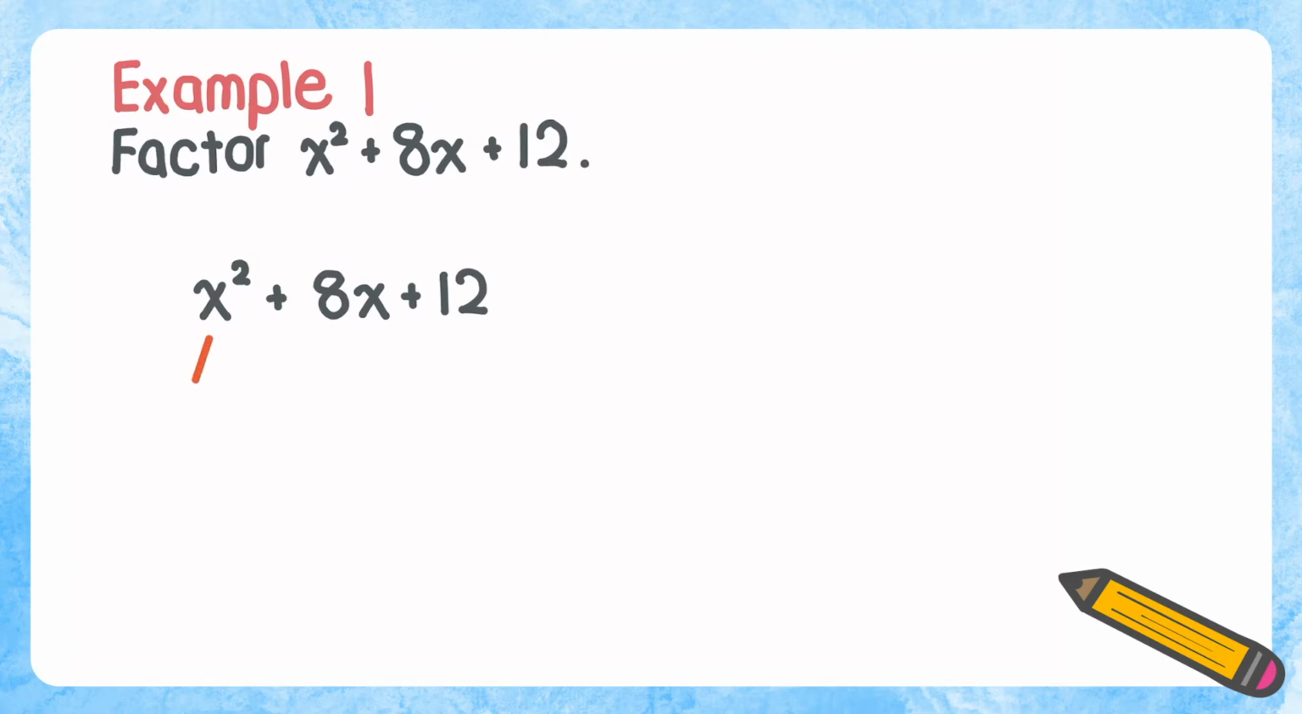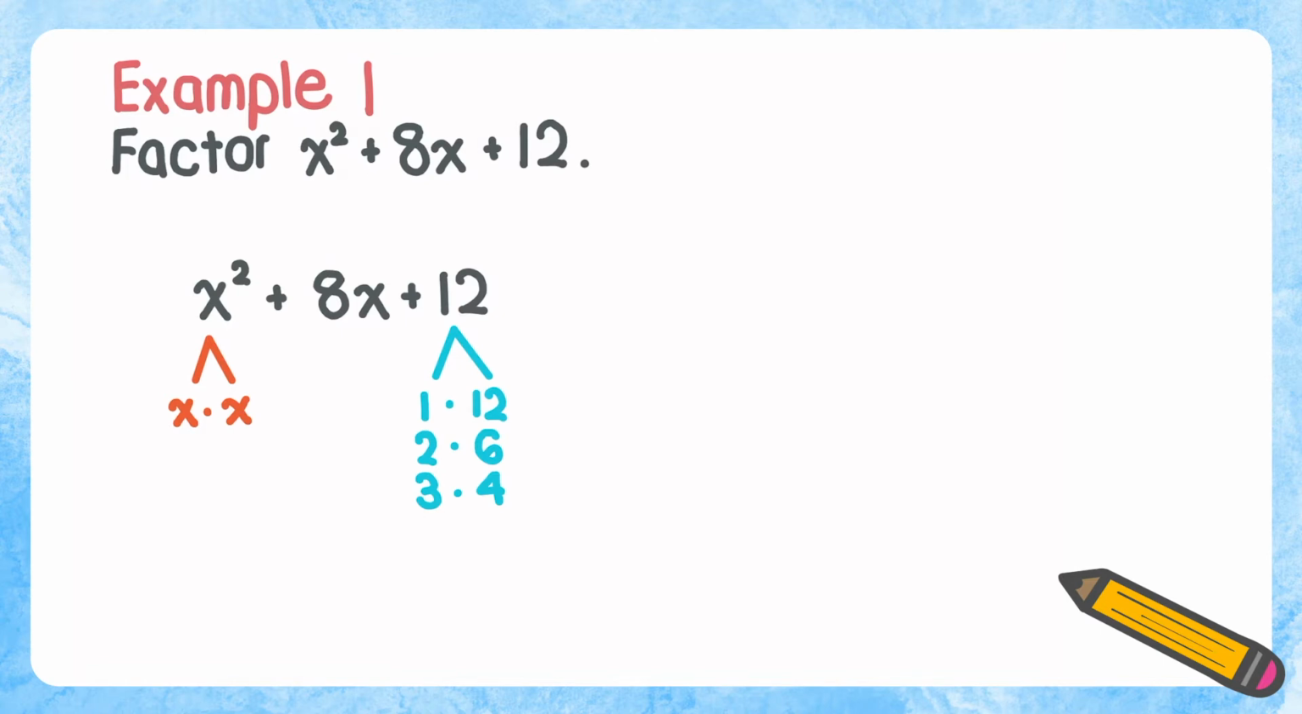So let's write out the factors of x squared. We only have the x times x. But over here, for the factors of 12, we have a few different options. So we have 1 times 12, or 2 times 6, or 3 times 4. So this guess and check process might take a little longer than earlier.